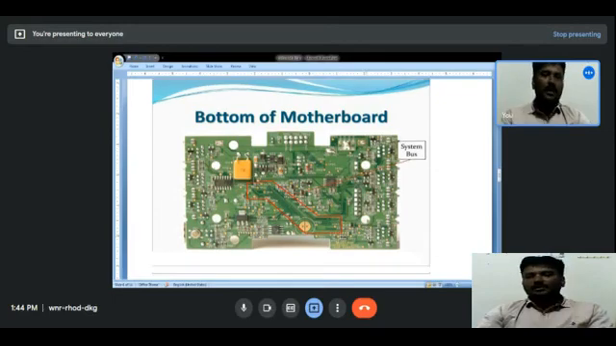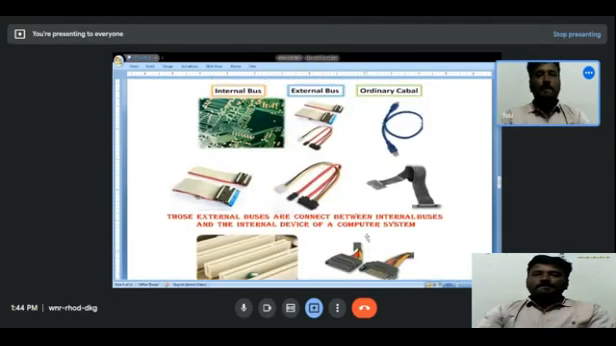Okay, so the diagrams and pictures show the different types of buses: internal bus, external bus, and ordinary cable. Okay, so external buses form part of the computer which connects to other components of the peripheral devices. We can connect internal components of a computer to the external peripheral devices or components. Various types of buses are there. We'll see one by one in the upcoming slides.